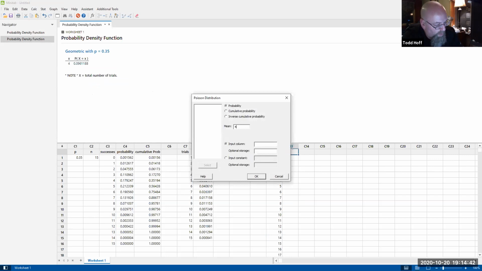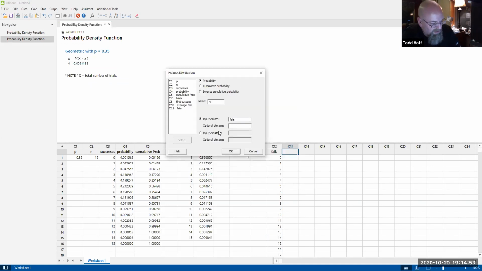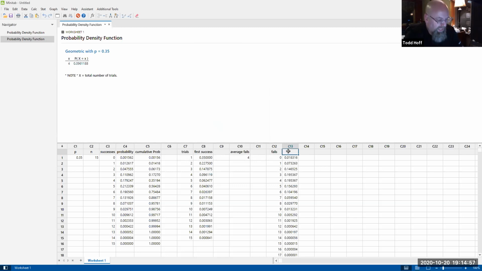Our mean is 4. On average, we'd expect 4 students to fail a section. Our input column is the fails. Our output column, I did not name it, so I'm just going to go C13. And it does do it. I can still name it now afterwards. It's the probability of that many failing.